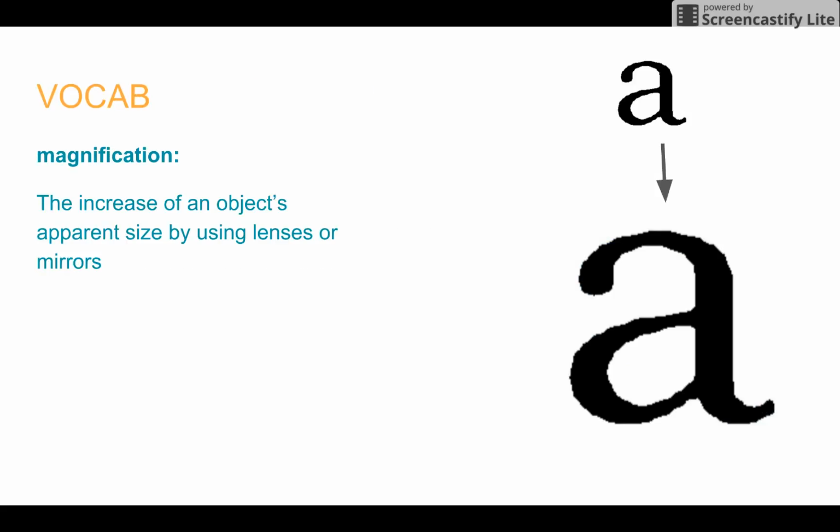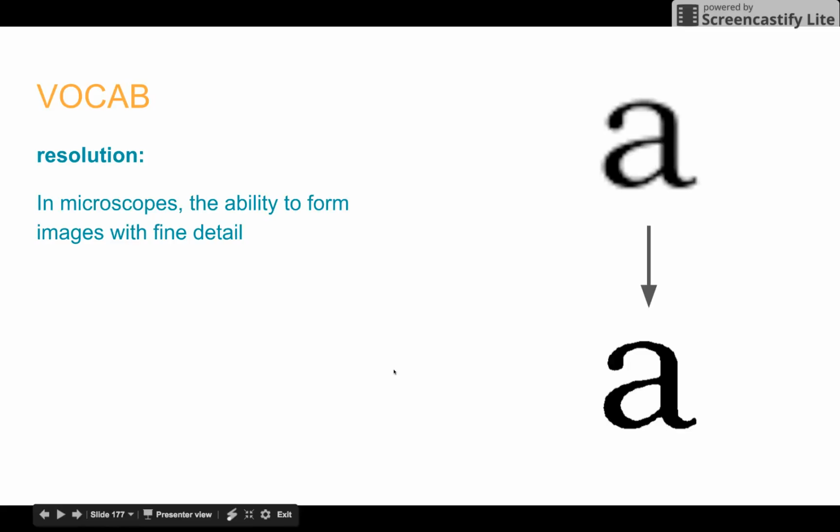Okay, we have a couple of vocab terms associated with microscopes. The first is magnification. This has to do with the increase in size of an image using lenses or mirrors. So if we have a smaller image, we can magnify it to make it bigger. And resolution has to do with how clearly you can see that image. So instead of going from something smaller to larger, now we're going from something blurry to something with finer detail.